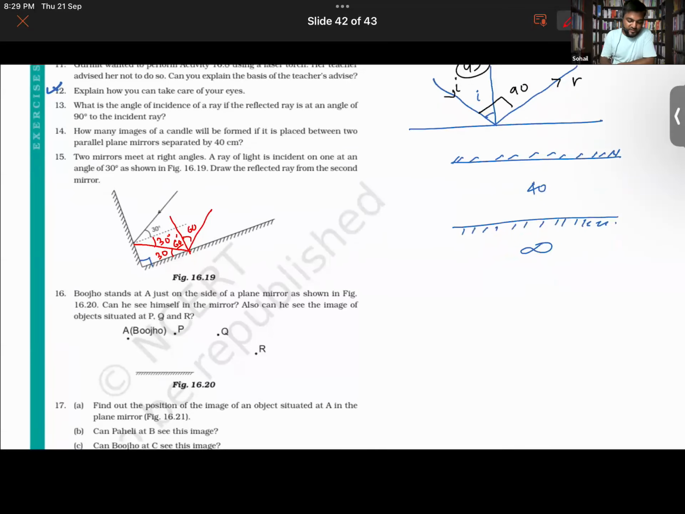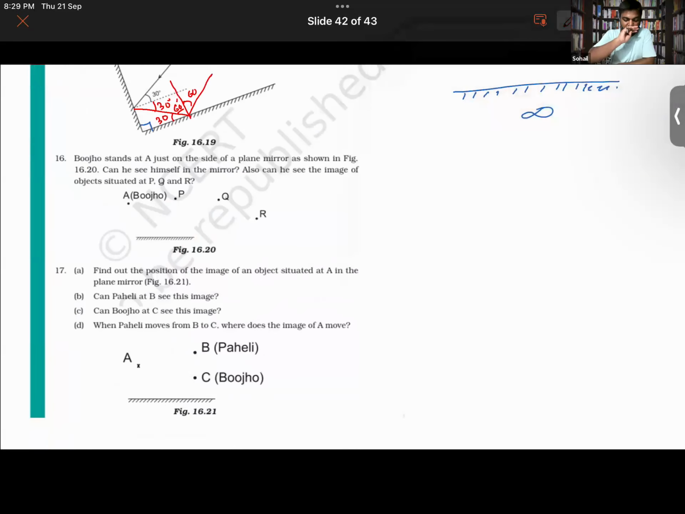Question number 16. Buju stands at A, just on the side of a plane mirror, as shown in figure 16.20. Can he see himself in the mirror? Also, can he see the image of the objects situated at P, Q, and R? Buju is standing here at point A, just on the side of this plane mirror. He can't see himself in the mirror. He cannot see the image at R, but he can see P and Q.